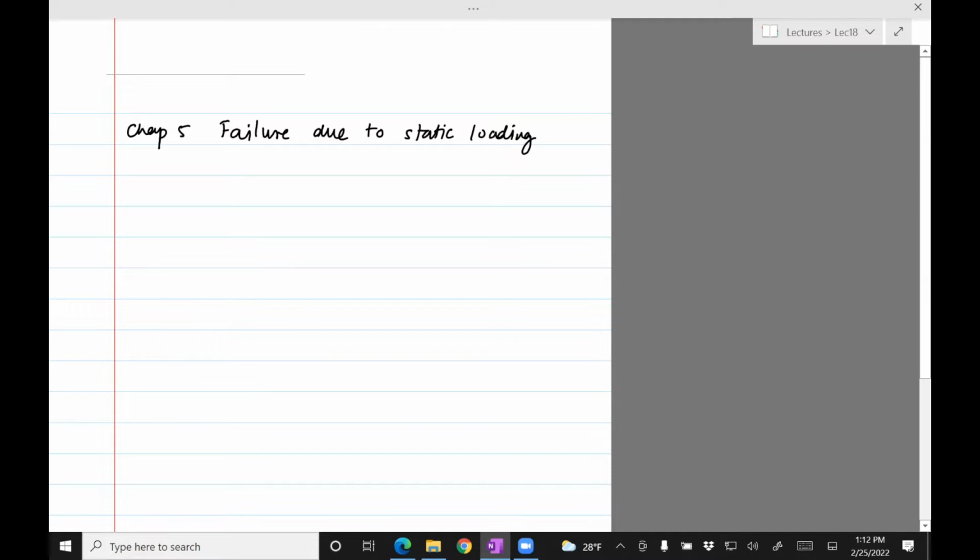Loading. So there is a force, it's constant, or there's a moment, it's a constant, it's not fluctuating. Next chapter, we'll look at fluctuating loads.